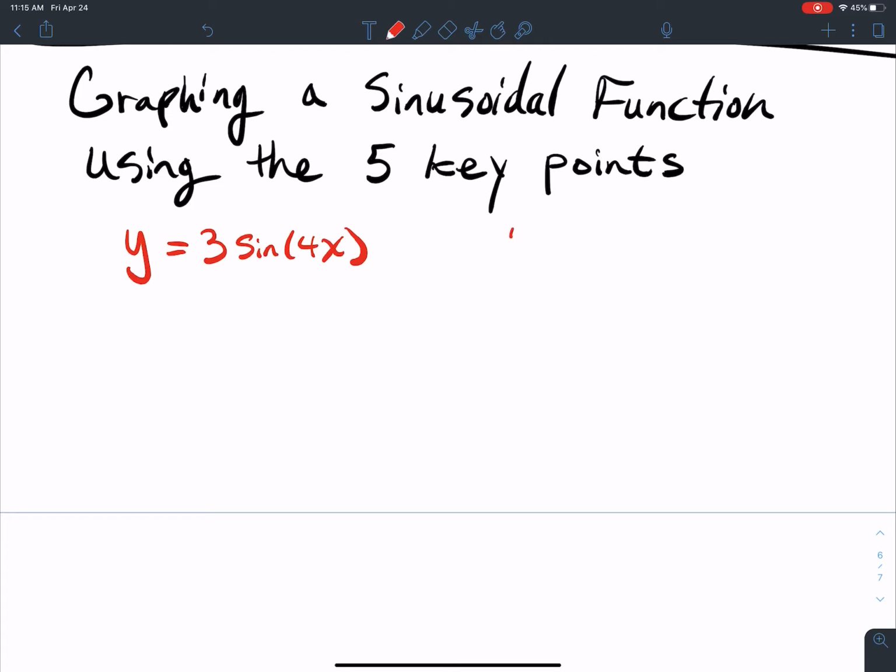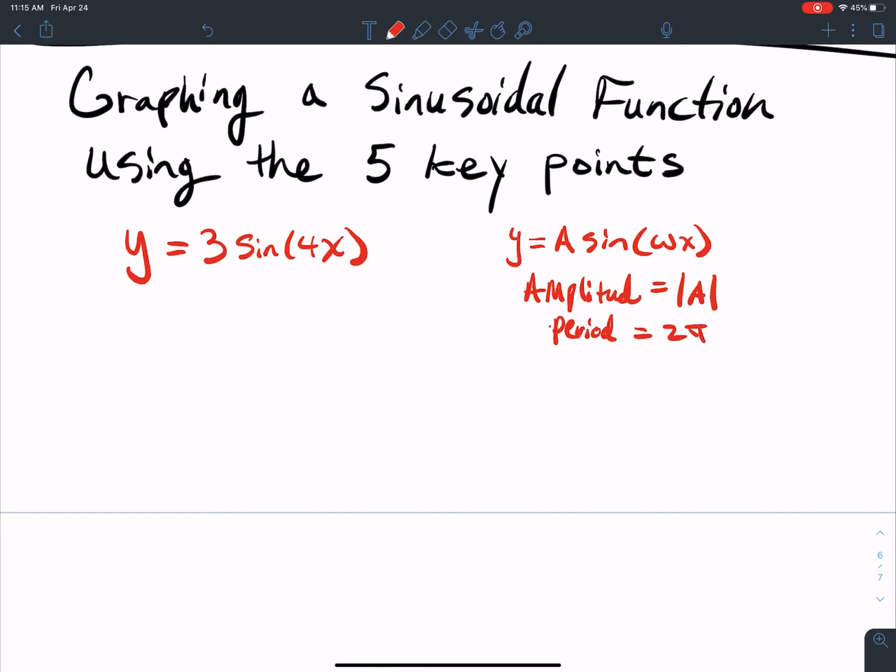If I look at it in general, it's a sine omega x. The amplitude is equal to the absolute value of a, and the period is equal to 2 pi over omega. Now, a here looks like 3, so the amplitude is 3, and omega is 4, so 2 pi over 4 gets me pi over 2.